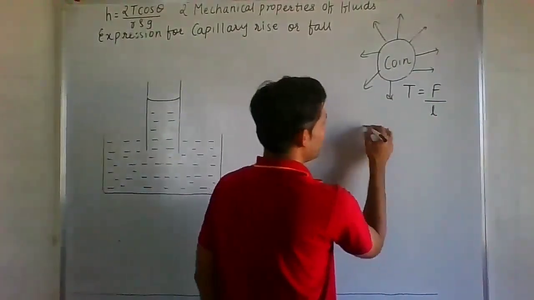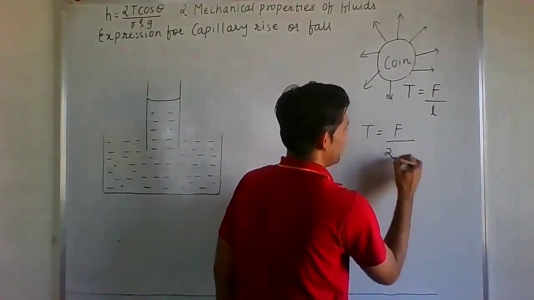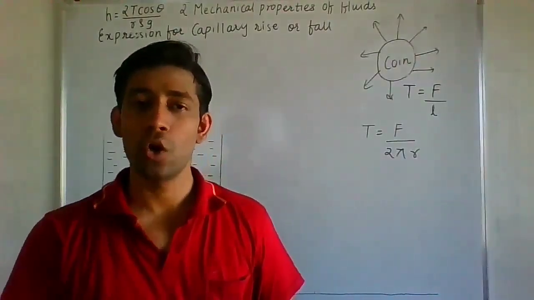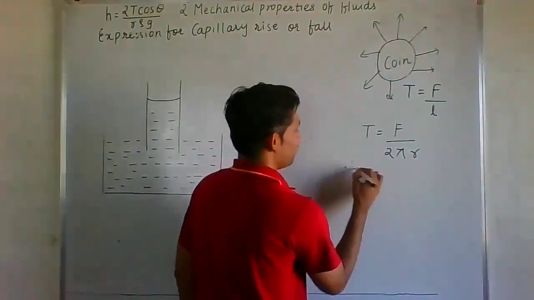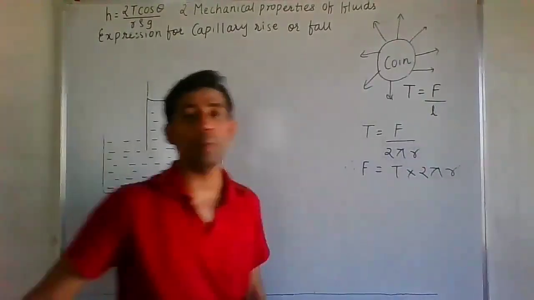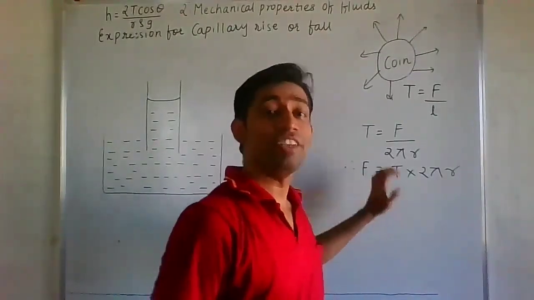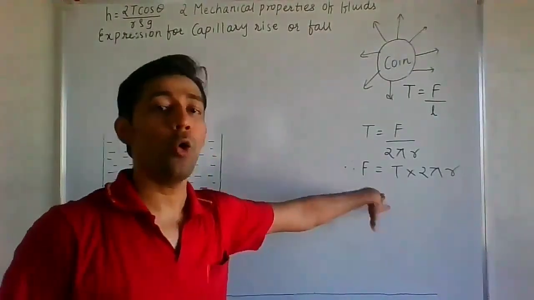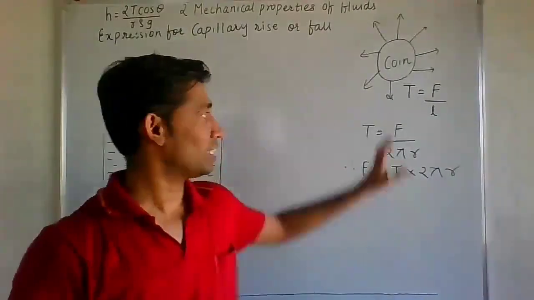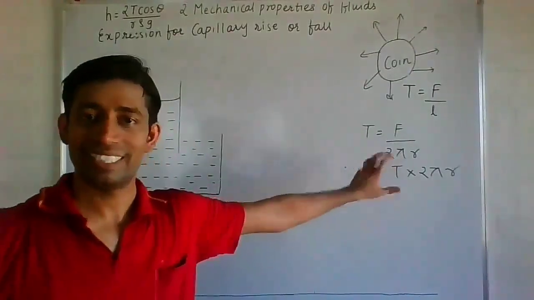Correct? This way tangential forces will be acting along the circumference. So the formula will get modified. T will be equal to F divided by 2 pi r. r is the radius of the coin. Similarly, F can be written as T into 2 pi r. So this concept we are similarly going to use in this derivation. So hence I had explained you this. Right now I am rubbing this part. Just keep this thing in your mind.